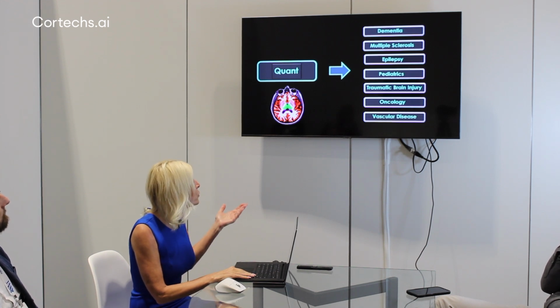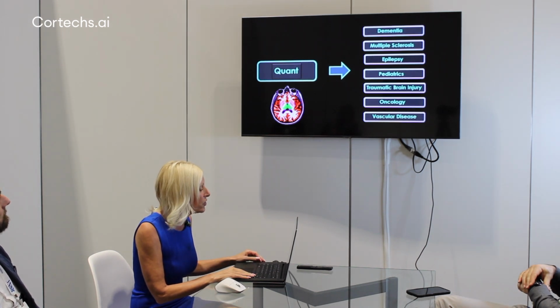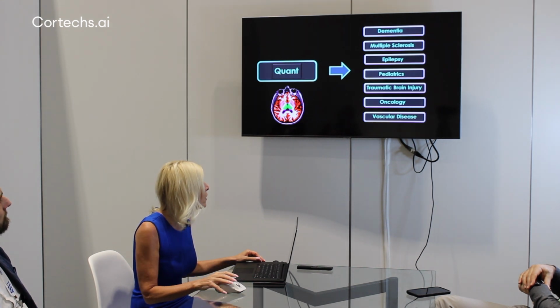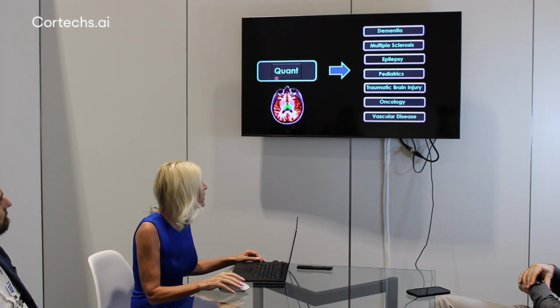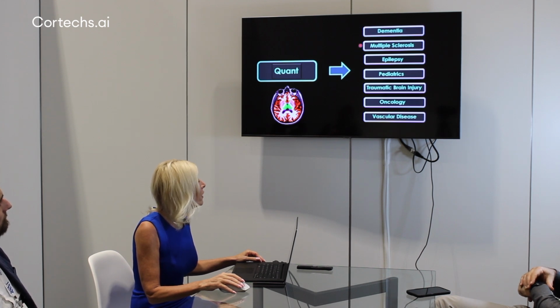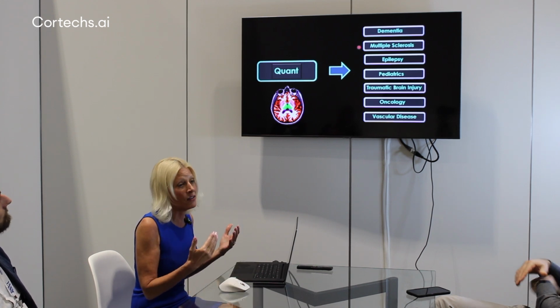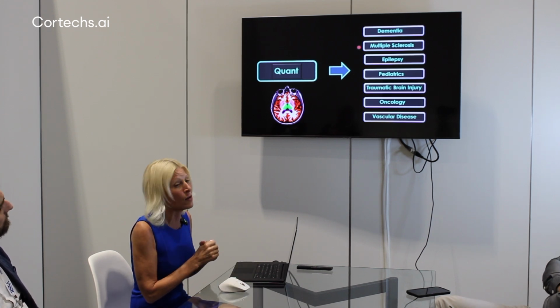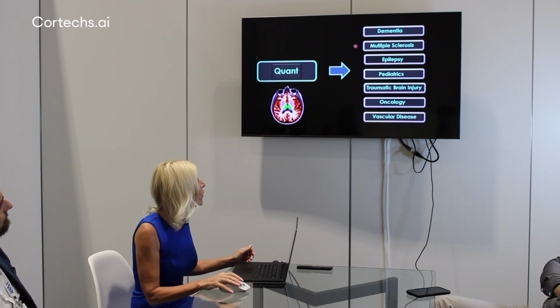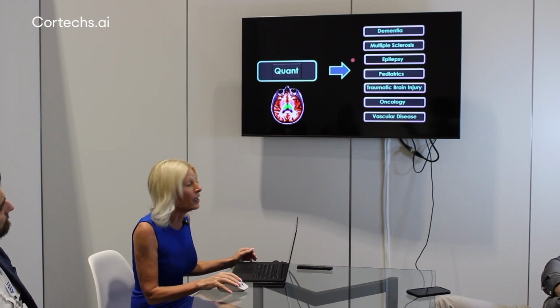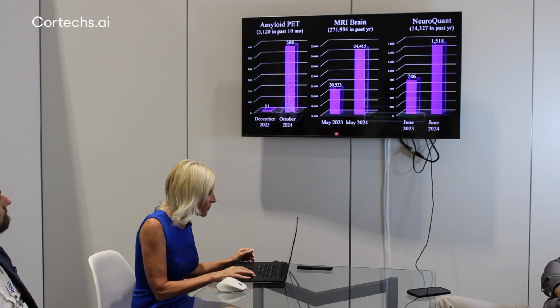So we can use NeuroQuant for multiple different clinical indications: dementia, multiple sclerosis, epilepsy, pediatrics, traumatic brain injury, and oncology. I would say by far our biggest use cases are for dementia and multiple sclerosis. So at least where I live in Southern California, every single time a patient has memory loss or MS, they're definitely ordering NeuroQuant with it as well.